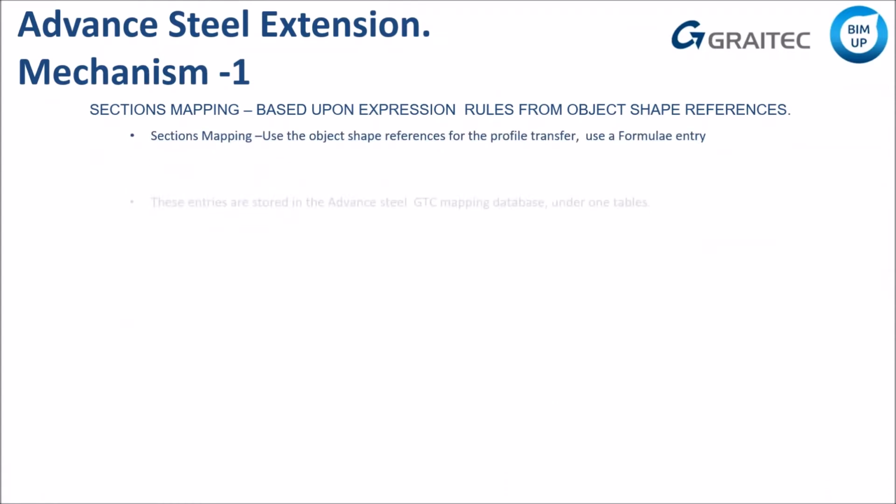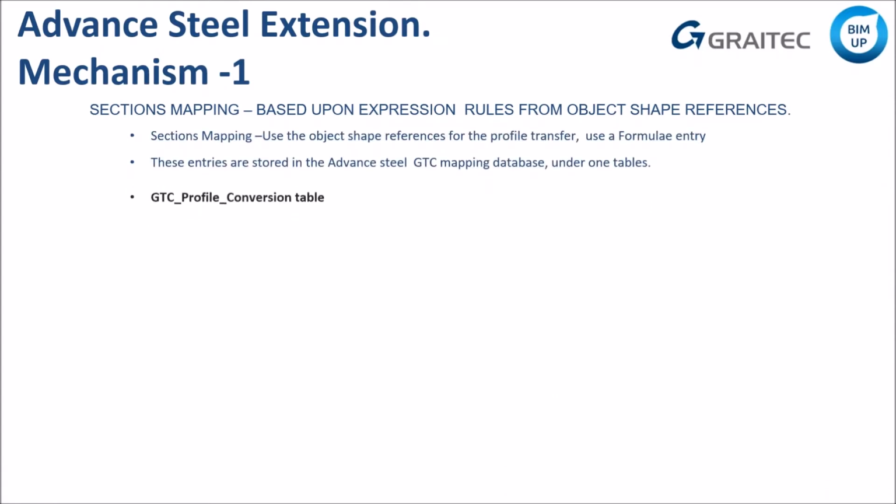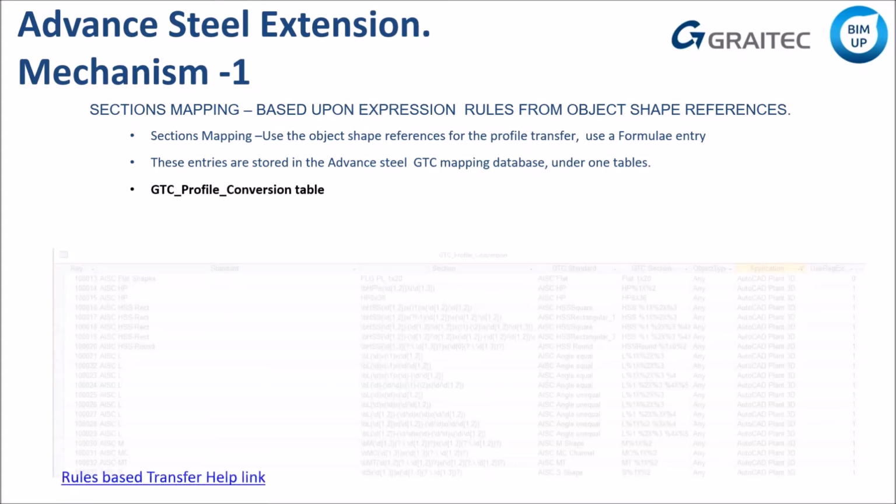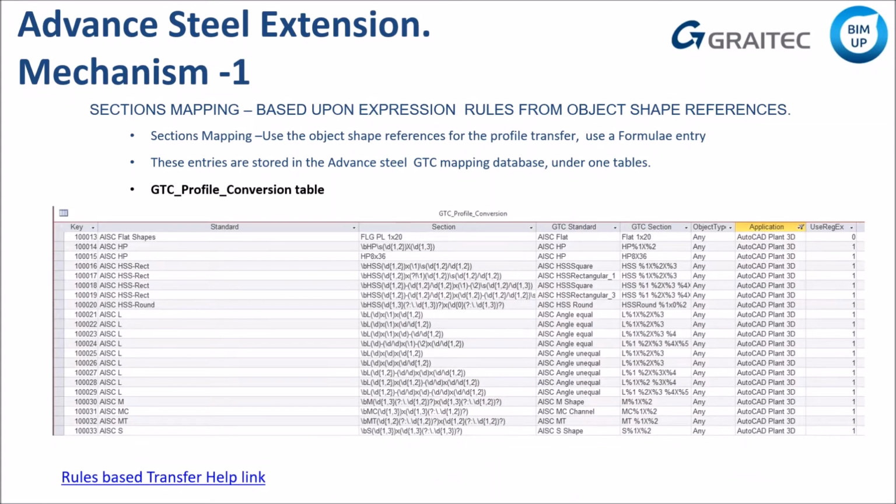So a little bit behind that, it uses section mapping, which is based upon what they call expression rules. These are stored in the database tables in the background. They can be quite complicated, and basically they cover how the section is determined, and they map from one data source to the other, being that similar profiles have similar criteria in either of the parent platforms they reside in. So the mechanism in the background uses that technology to be able to transfer from one to the other. Primarily this data is stored in a database called the GTC profile conversion table.